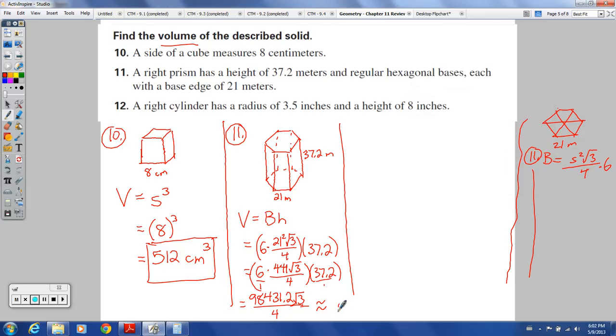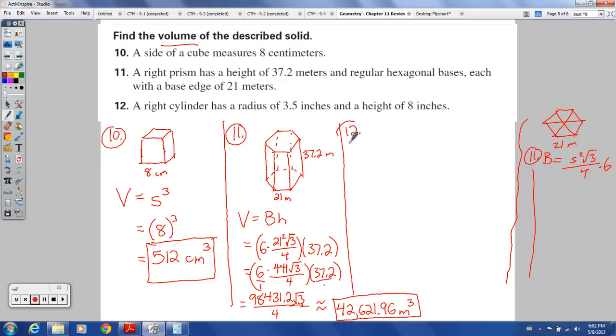So we have 42,621.96 meters cubed. That's a pretty big hexagonal prism right there. 37.2 meters is pretty high. But that is number 11.